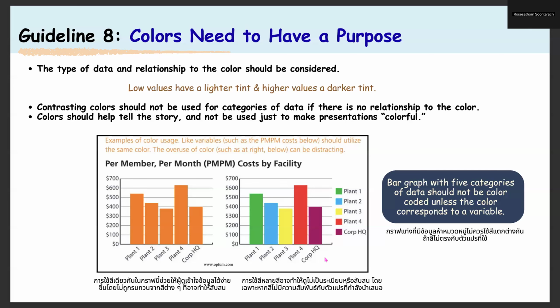Compare this to this graph. A bar graph with 5 categories of data should not be color coded unless the color corresponds to a variable.